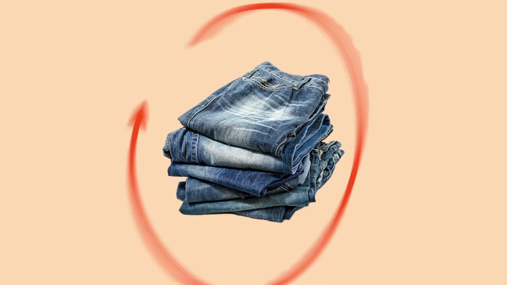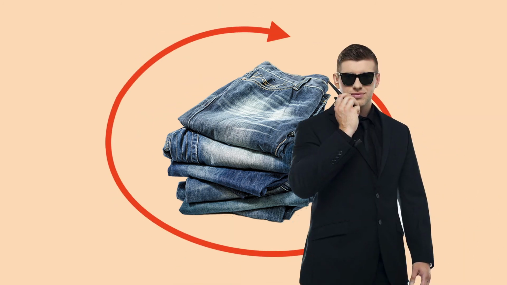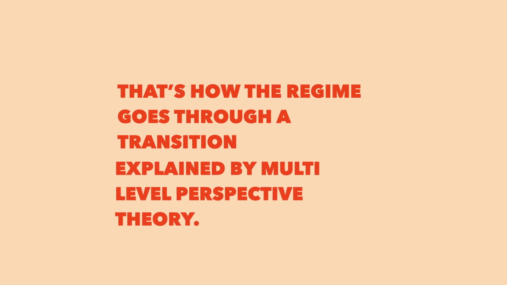A specific example can be a government creating laws for the regime to become more circular. At the same time, they can subsidize circular fashion projects. For example, a design, technology, and business model for circular jeans. This company can be protected with subsidies until mature enough to compete, or until a regime player acquires or copies the niche. That's how the regime goes through a transition explained by multi-level perspective theory.